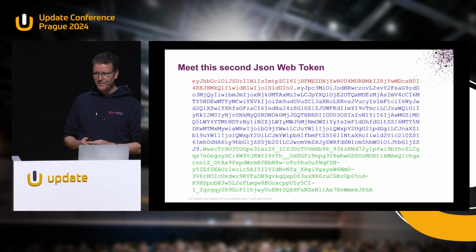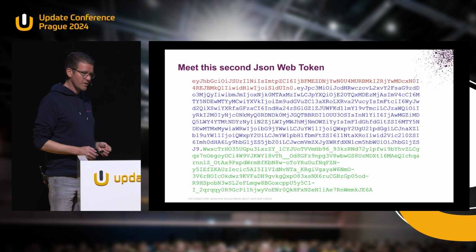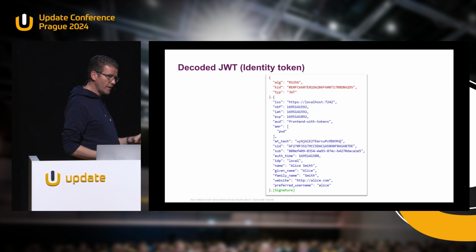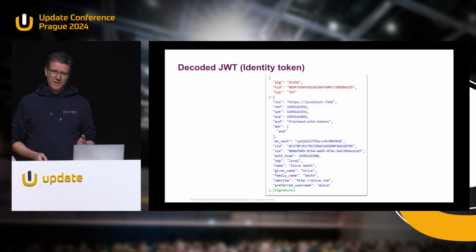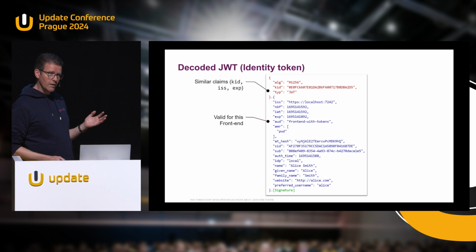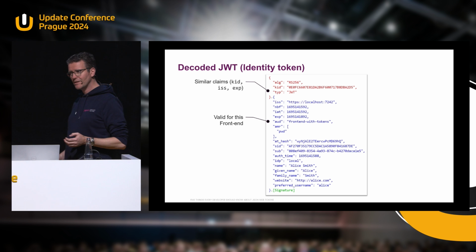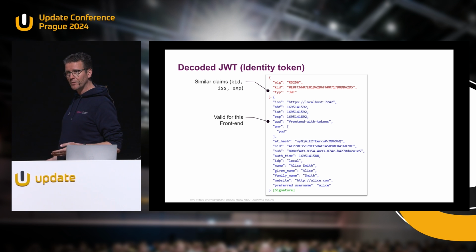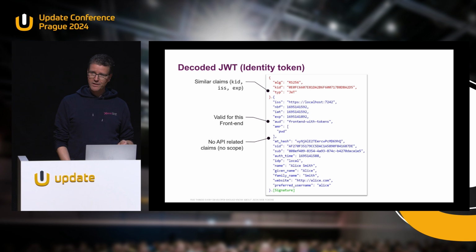So where is it? It turns out that there is a second JWT token, which is this one. If you decode the base64 of this token, you can see it's very similar to the access token I showed you before. But this is an identity token. So it has similar claims to the access token. It has a different audience, which is the front end. So that means it is intended to be used by the front end. It has no scope claims, so it won't be able to access any APIs.